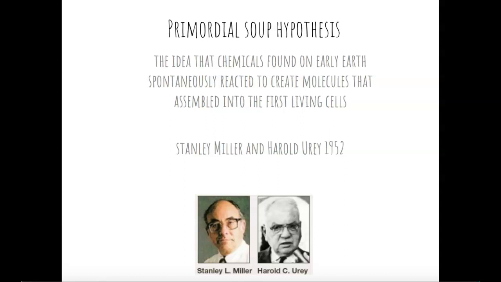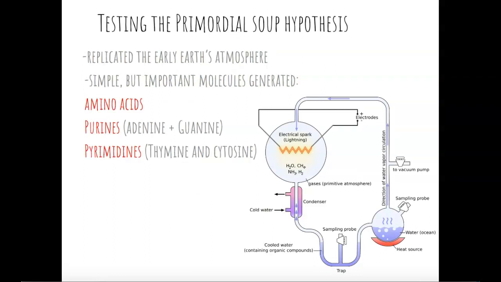And it's the idea that chemicals that are found on early Earth spontaneously reacted to create molecules that assembled into the first living cells. To test their hypothesis, Miller and Urey set up a very simple but brilliant experiment where they had a set of interconnected tubes and vials where they had in one essentially a replication of the gases that we think were available in the primitive atmosphere, with electrodes to create lightning. We think lightning happened quite often during the formation of our current Earth. And then some water, which would have been the ocean, as well as a heat source.